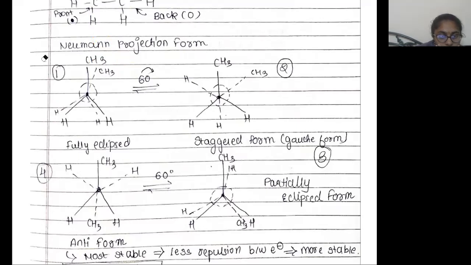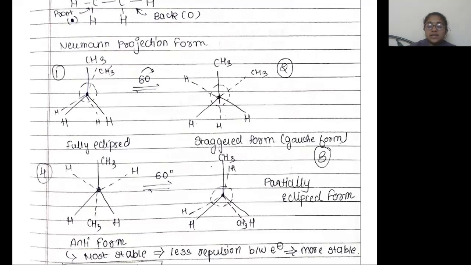So here, as you can see, we are studying the Newman projection form. This is the first form, again fully eclipsed, that is, both of them are on each other. No degrees of rotation have taken place. Next is the staggered form or the gauche form.